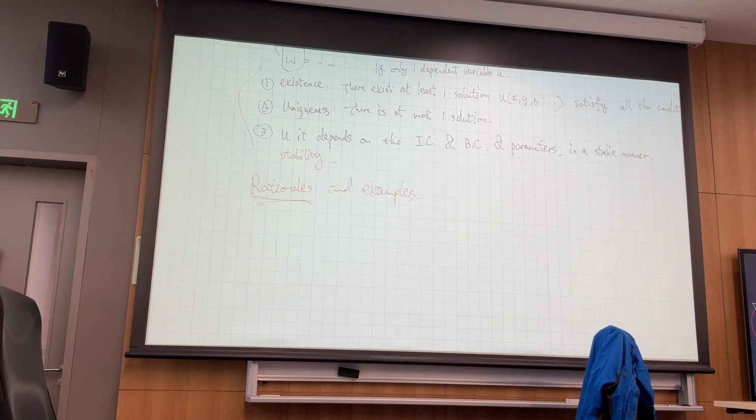Again, I have explained in the last few lectures, there are indeed very solid motivations for people to hope or to expect the partial differential equations to have these properties. And the reason is the following. For example, for the existence and uniqueness.